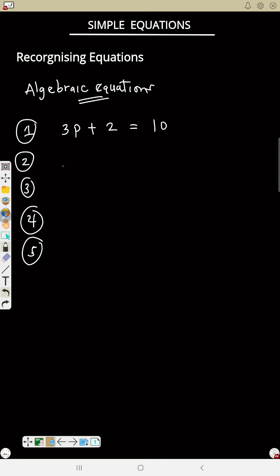So let me help you with 2. Now I can say any number. If you like, say 10y minus 200 is equals to 100. This is algebraic equation. Now continue with number 3, 4, 5, and so on.